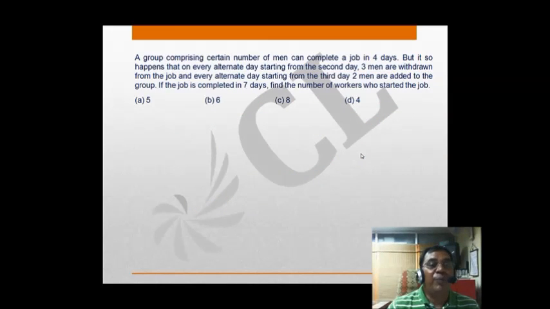A group comprising certain number of men can complete a job in 4 days, but it so happens that on every alternate day, starting from the second day, 3 men are withdrawn, and on every other alternate day, 2 men are added to the job. If the job is completed in 7 days, find the number who started the job. Causative language, I'll go for option basis. So a simple case, supposing there are 5 men. So the work is 20.